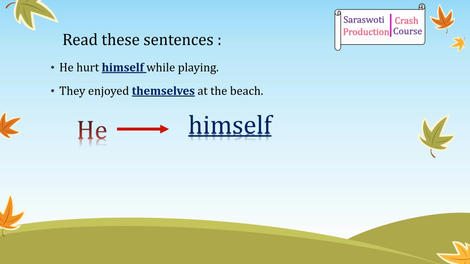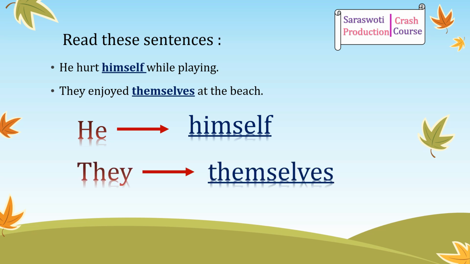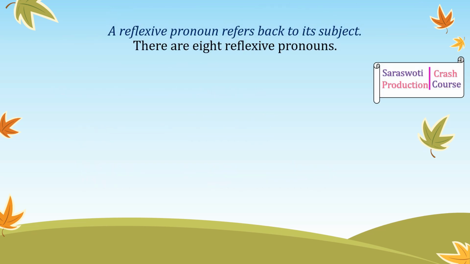He and himself refer to the same person in the first sentence. They and themselves are the same persons in the second. A reflexive pronoun refers back to a subject. There are 8 reflexive pronouns.